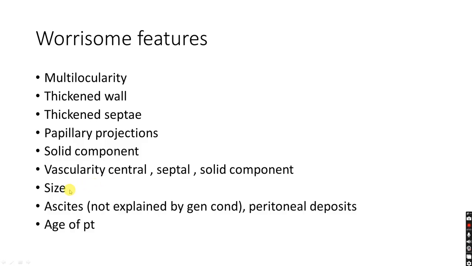Size also matters. And if ascites is there, which is not explained by the general condition, and if we can demonstrate peritoneal deposits on ultrasound, then obviously it is going towards malignancy. Age of the patient again matters.